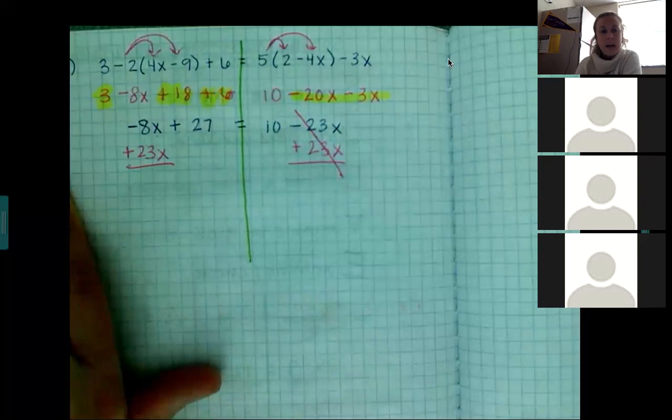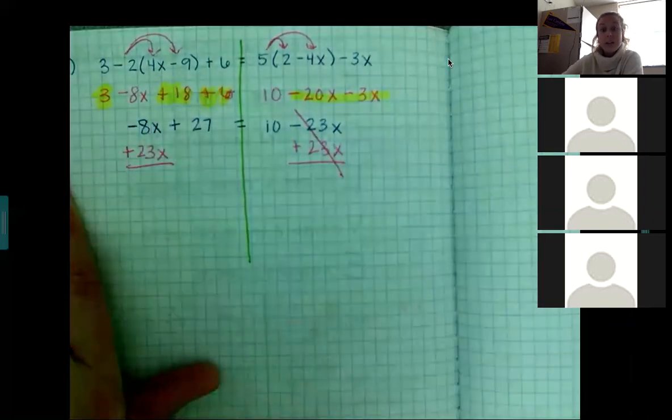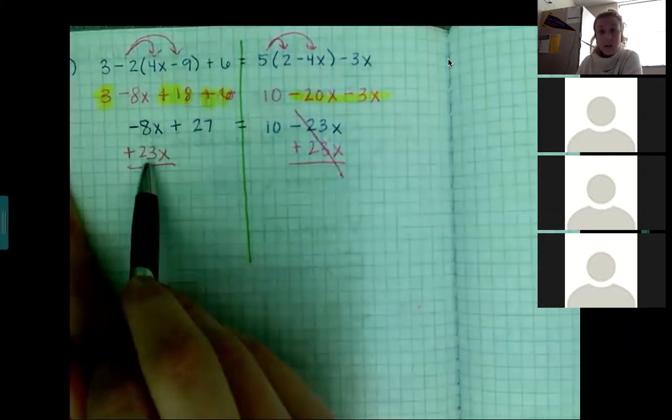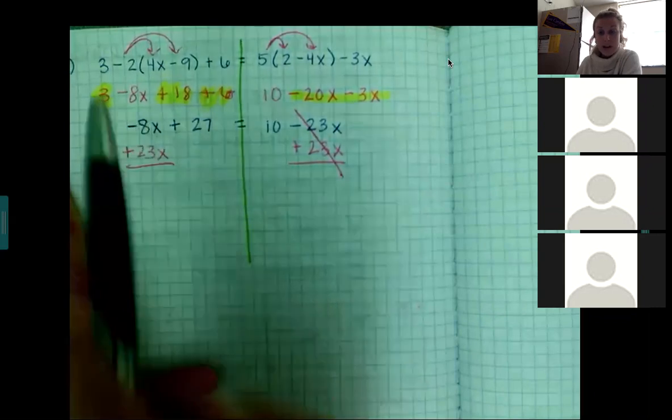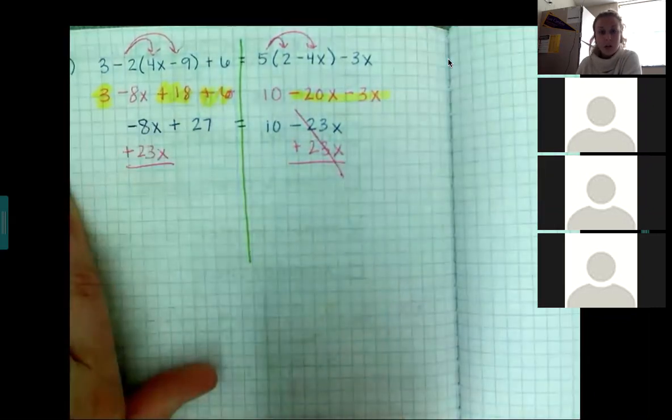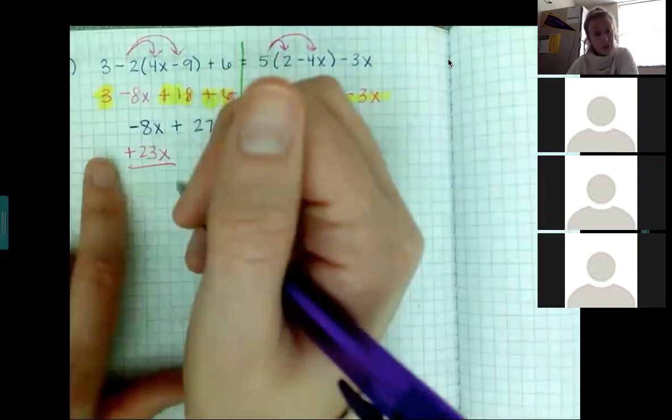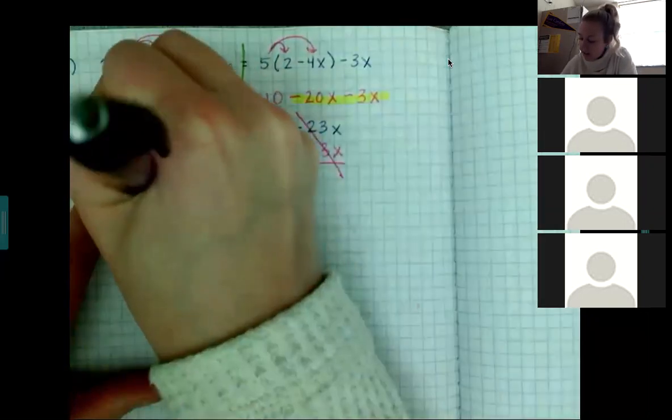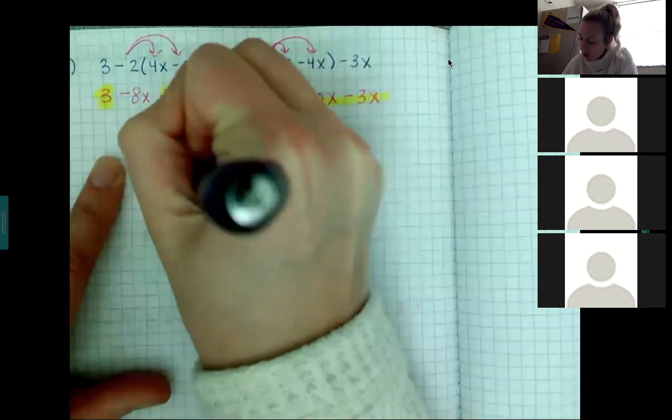So now I've got negative 8x plus 23x. 15x. Good. Different signs, so we should subtract. 23 minus 8 is 15. And guys, which one of those numbers is bigger? 23. So positive. Good. So it's going to be positive. Good, David.